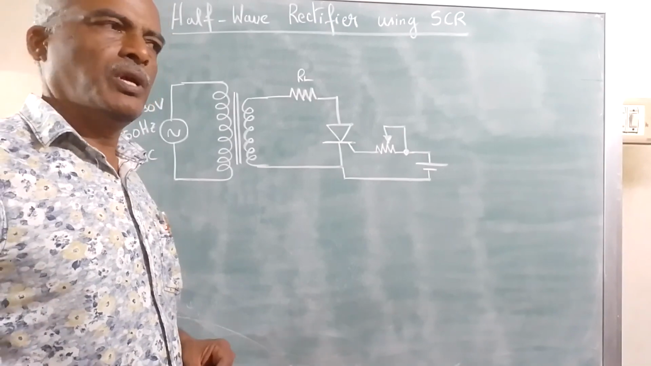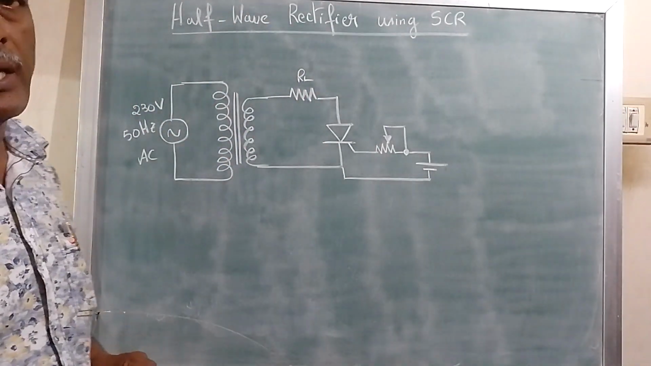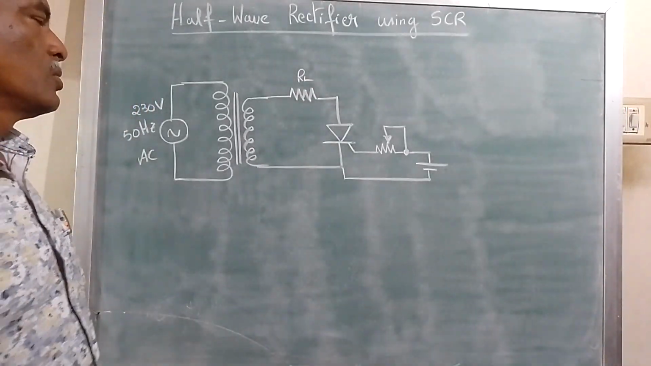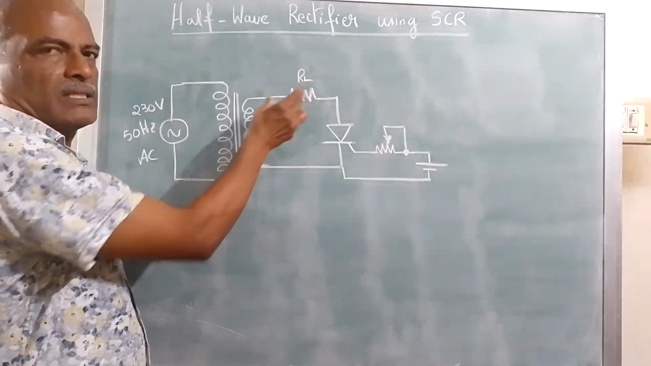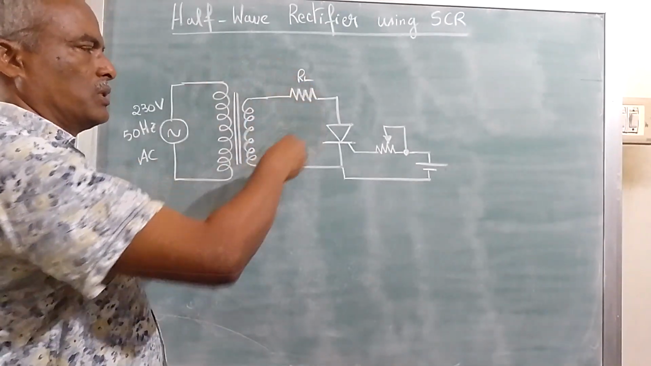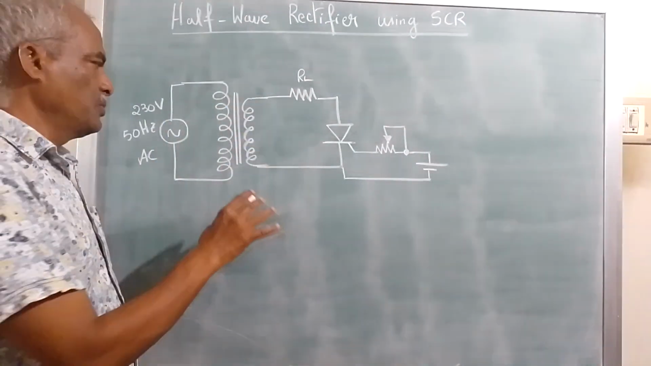Hello viewers, today we are going to see about half-wave rectifier using SCR. SCR means silicon controlled rectifier. So this is our load resistance, and we want DC current to flow through the resistor. Okay, let me explain the circuit.